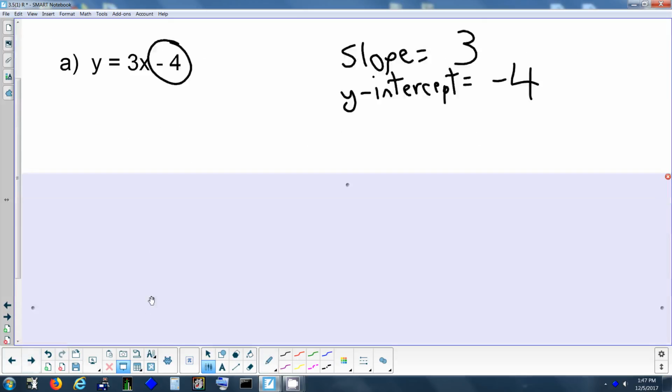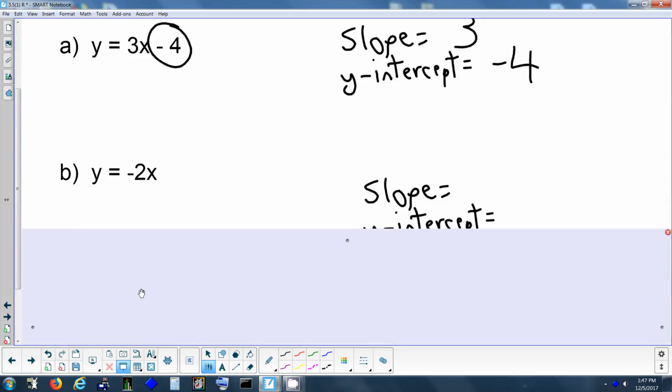All right. Let's go back to the next page. Good. So now this one. Fred, in this problem, what's my slope?